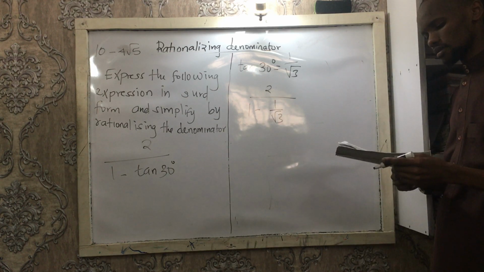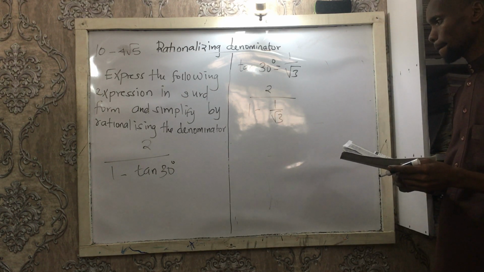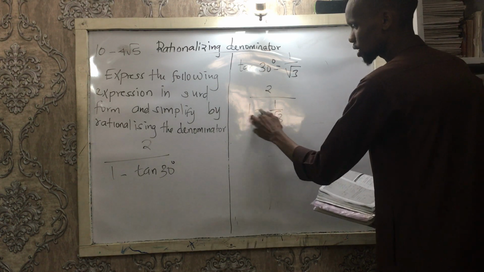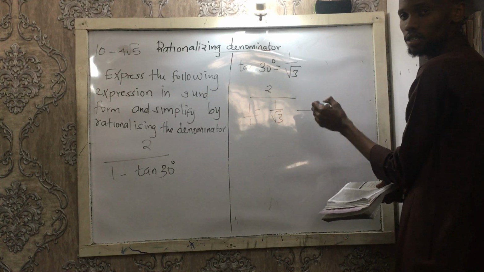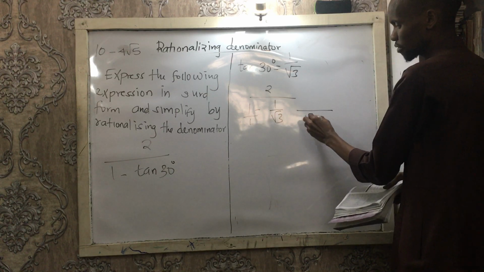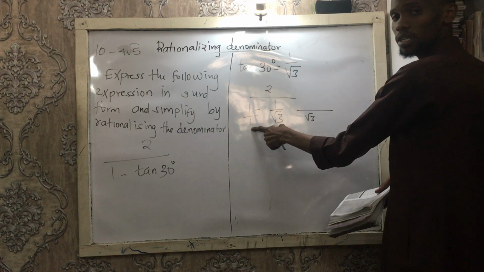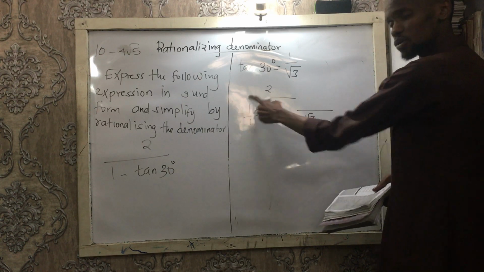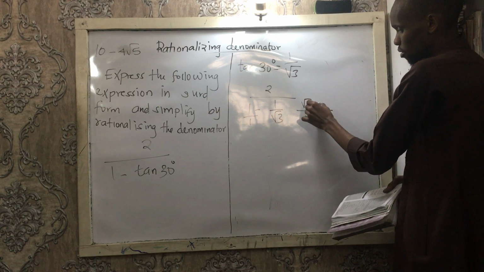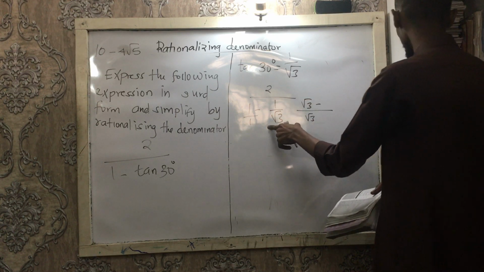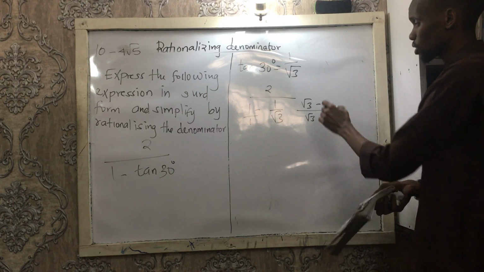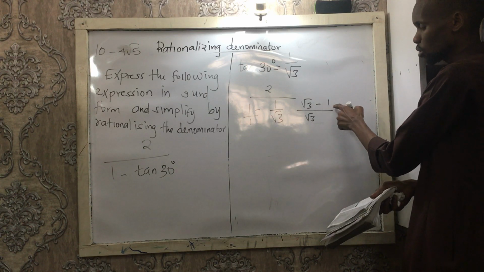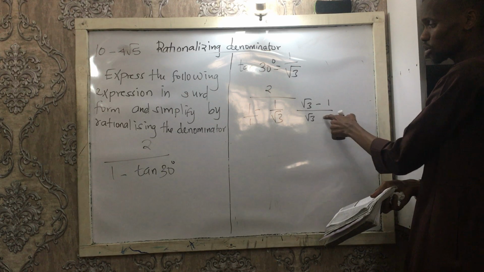Are we together? So let's solve using LCM over 1, right? That's the denominator we are solving. The LCM will be the root of 3, right? The root of 3 divided by 1 is the root of 3, multiplied by the root of 3 will be the root of 3 minus, the root of 3 divided by the root of 3 is what? 1, right? 1 multiplied by 1 is 1. So we'll have the root of 3 minus 1 over the root of 3.